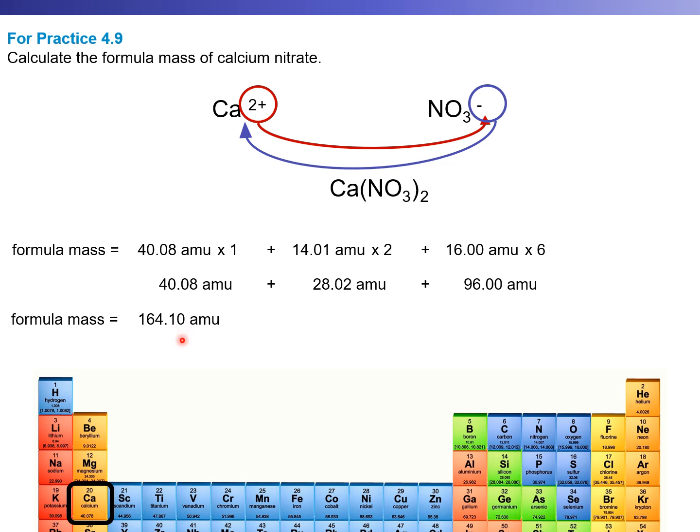Now you'll notice that I did not round at this point. And the reason why is because I wanted to remain consistent with my significant figures. So all of my values I presented with 2 digits to the right of the decimal point, which means that I want my final value to also reflect 2 digits to the right of the decimal point. So that's why I retained that 0 in my final answer.